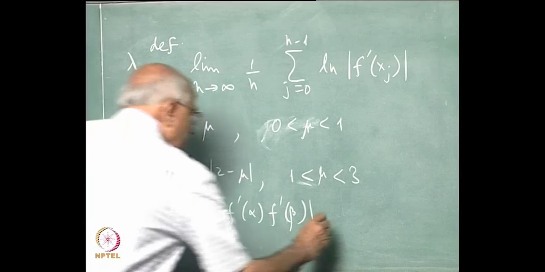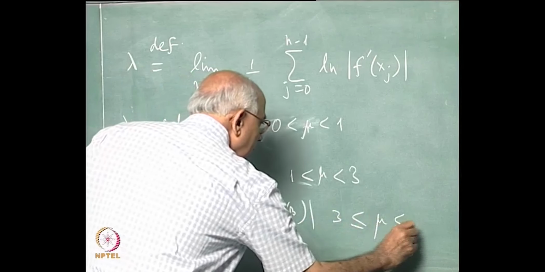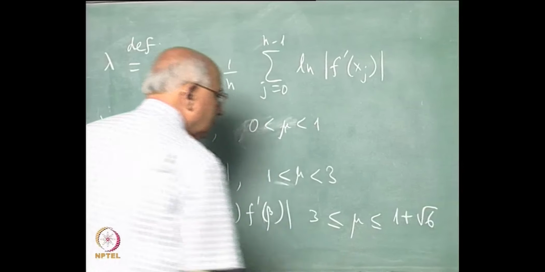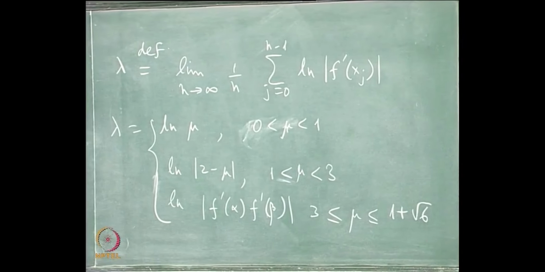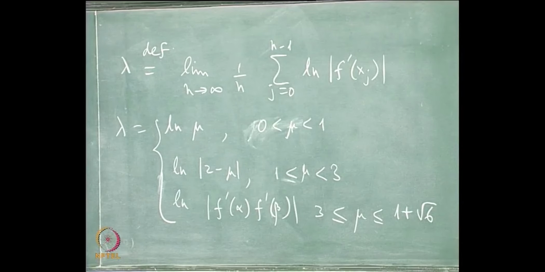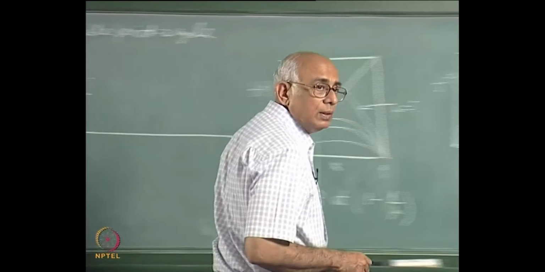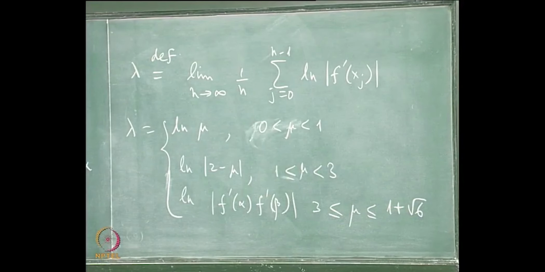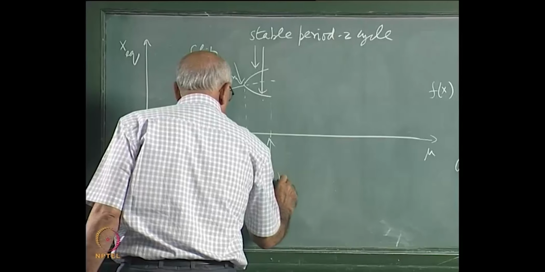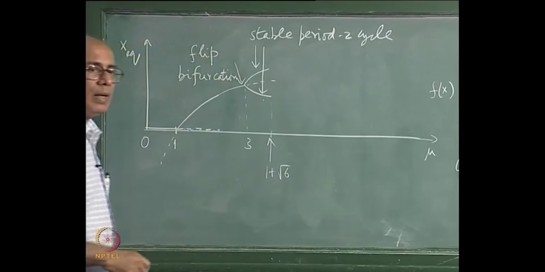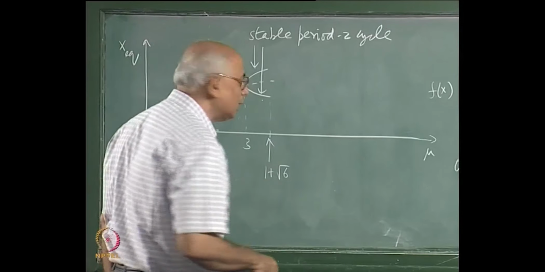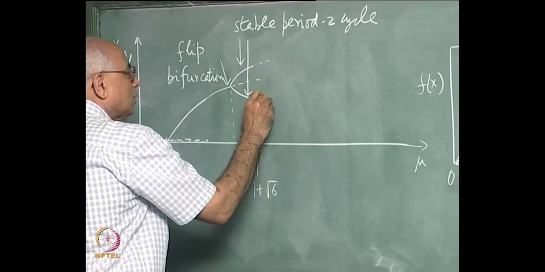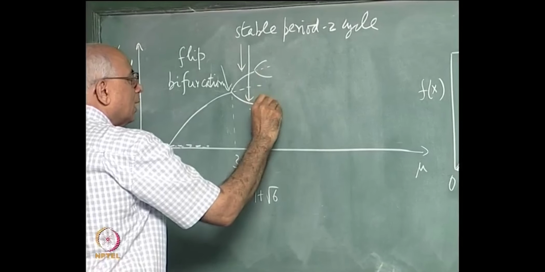And this happens for 3 less than or equal to mu less than or equal to 1 plus root 6. And that is easy to verify. All you have to do is to find out when this number here hits 1, and it hits 1 at 1 plus root 6 here. So that happens somewhere here. This is no longer to scale, this is 1 plus root 6. Then matters begin to happen very fast as you change mu. At this point this period 2 cycle becomes unstable and you have a period 4 cycle coming out.